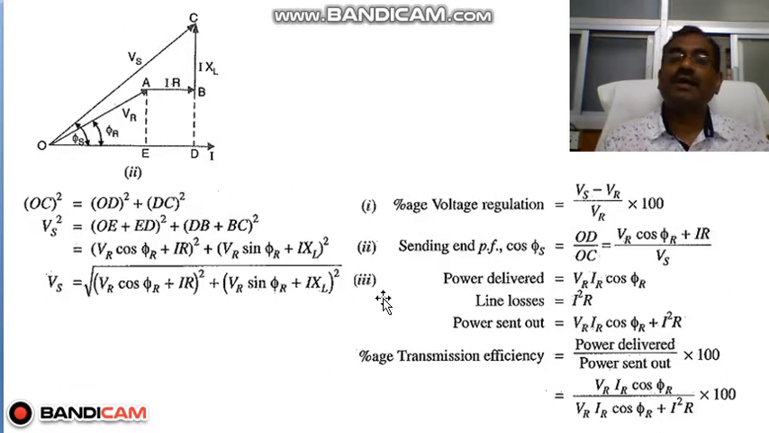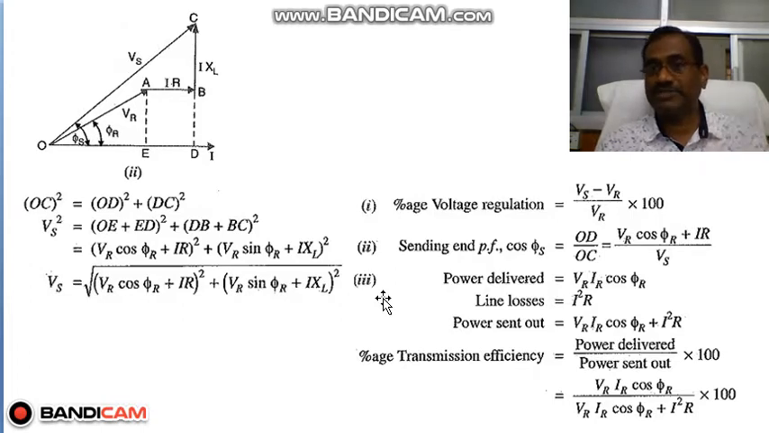Next, let's calculate the transmission efficiency. If you want to calculate the transmission efficiency, first we need to calculate the power delivered, then the power sent. We know the power delivered, that is the receiving end power, so VR IR cos phi r. And if we add losses to this receiving end power, then we will get the power sent out.